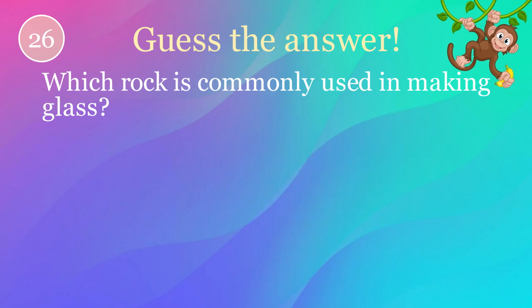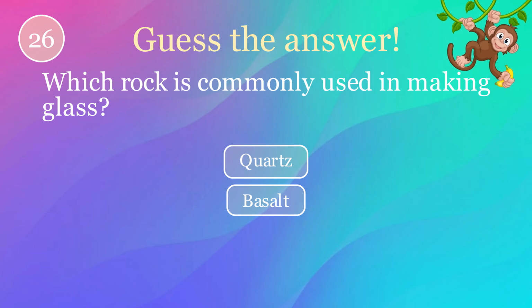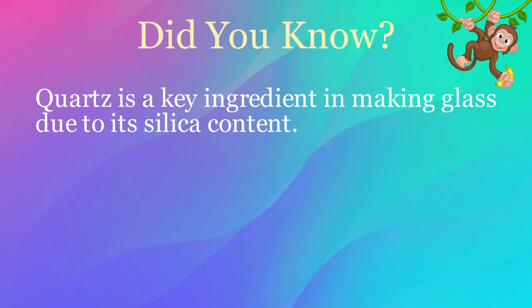Which rock is commonly used in making glass? Quartz. Basalt. Coal. The correct answer is quartz. Here's an interesting fact: quartz is a key ingredient in making glass due to its silica content.